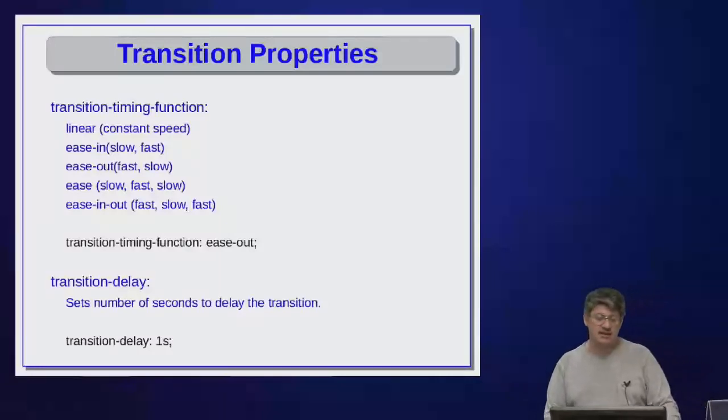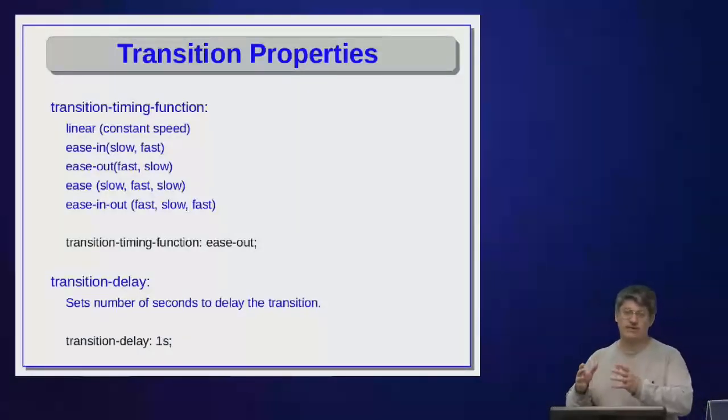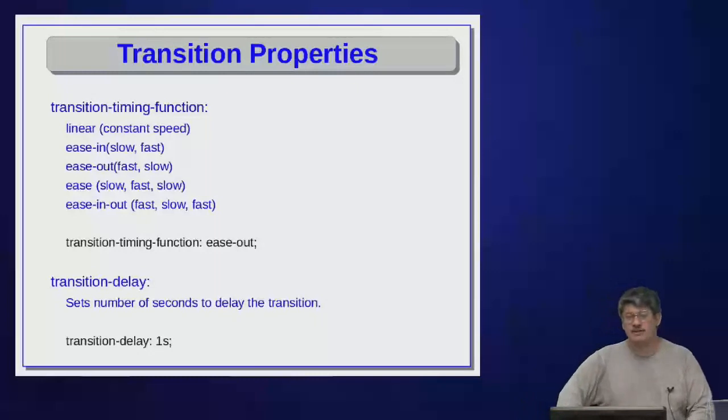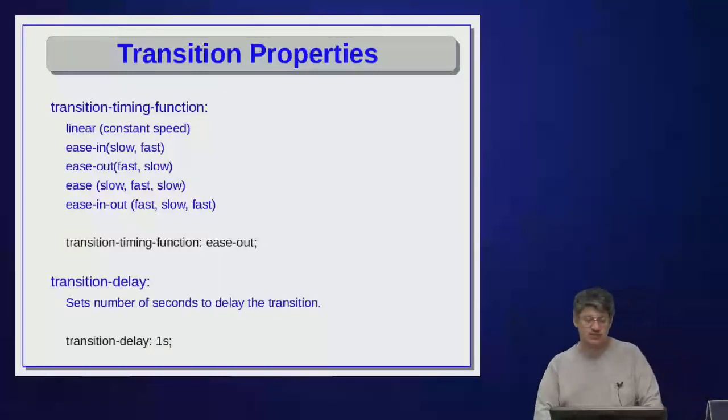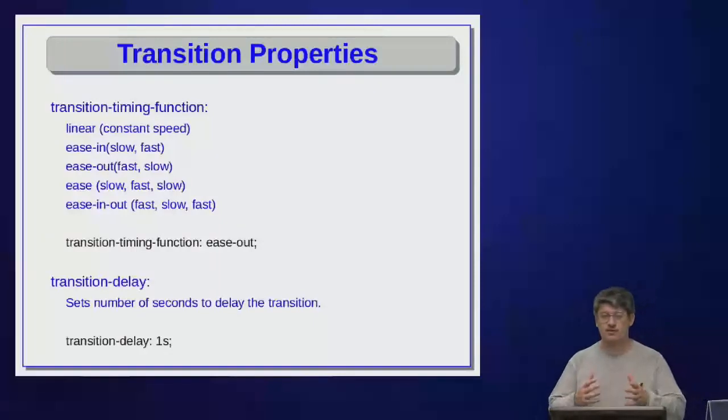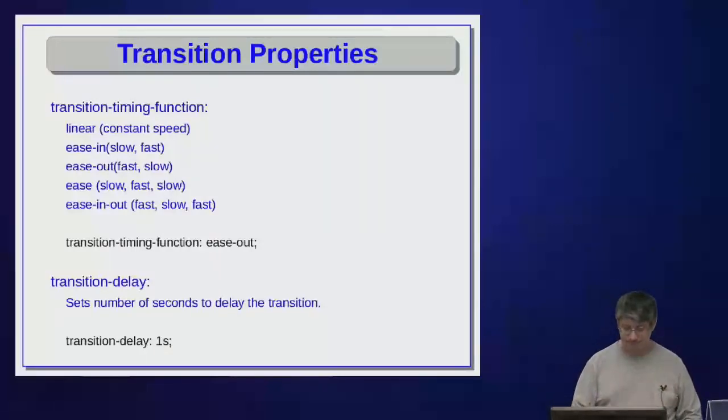And you can set it either by saying transition: width 2s ease out, or you can just set the transition somewhere else and have transition-timing-function: ease out. Either one of those will work. The other property is the delay, and we could set the transition delay to be a number of seconds. That's the number of seconds before the transition will start. So here we can set the transition delay to 1 second.